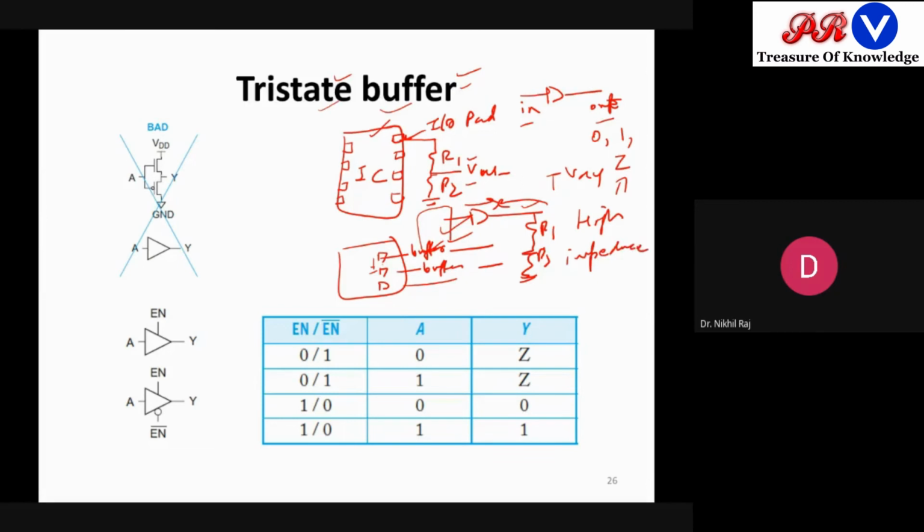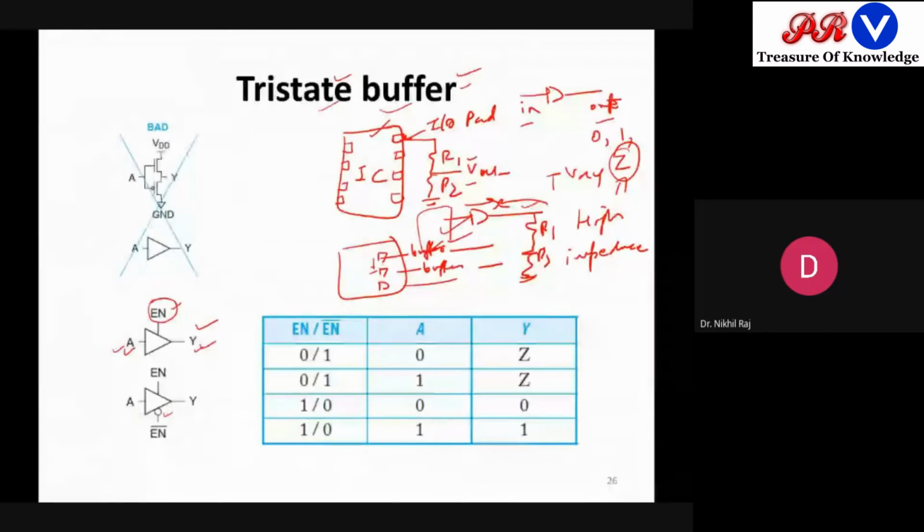Okay, the third state is called high impedance, which is denoted by Z. If you look at the symbol, this is the symbol of a tri-state buffer. The input is A, the output is Y, and enable is your control input. So when the control is high, only then will A be transferred to the output. There can also be a low-enabled buffer: when enable is 0, only then will the input transfer to the output.